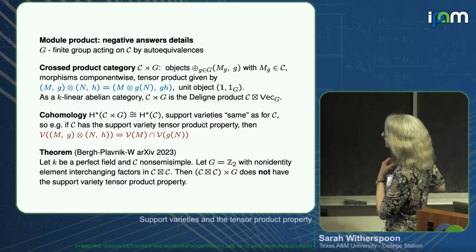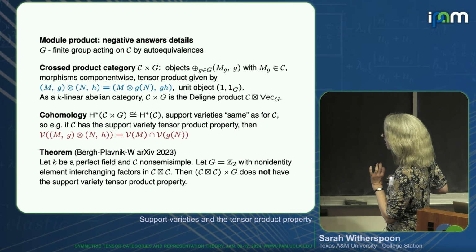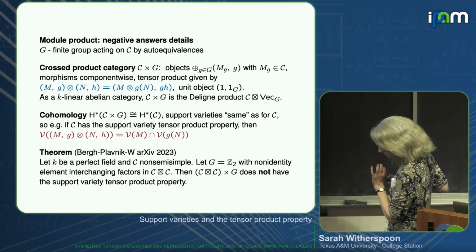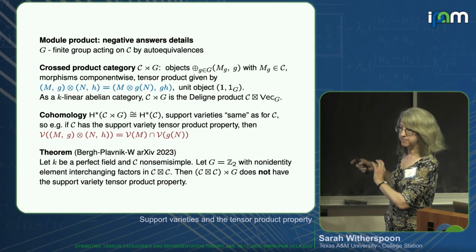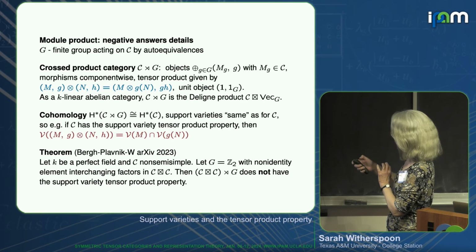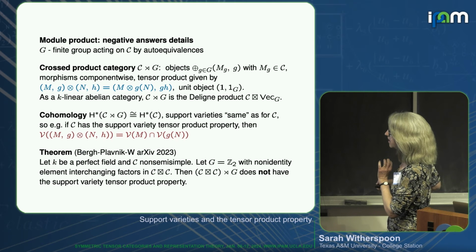The unit object, there is a unit object, however: it's the unit object of the original category paired with the identity for the group. So as an abelian category, this is really just the Deligne product of C with G-graded vector spaces, but the tensor product is mixing things up, and so it's a little bit different. But that maybe helps to visualize that the cohomology of this category is the same.